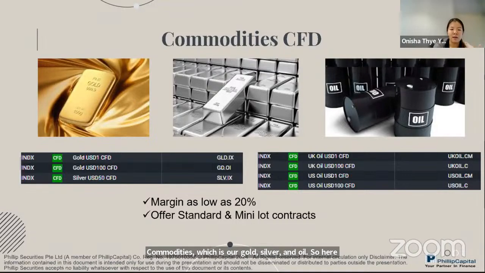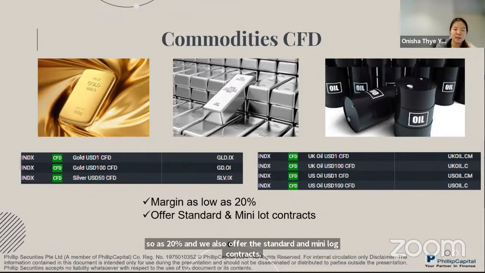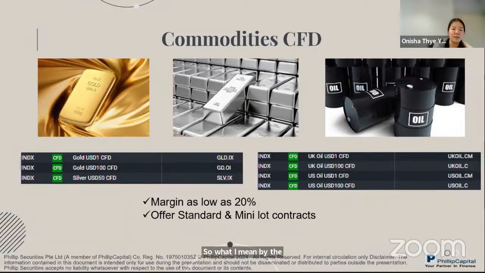So what do I mean by standard and mini? The standard is the gold USD 100, which is the bigger one, while the smaller one, the mini lot, would be the gold USD 1. What I mean by that is, for every price point, it changes how much it is worth. So each price point can be worth USD 1 or USD 100, depending on which one you're trading on.